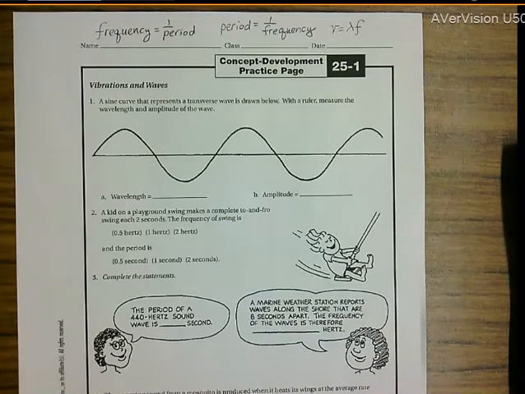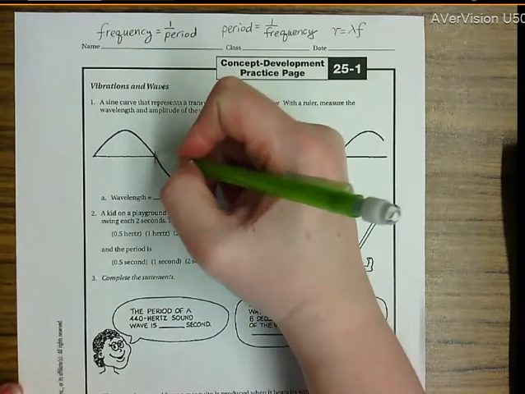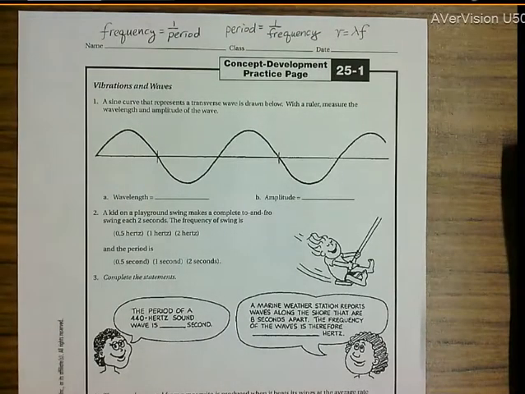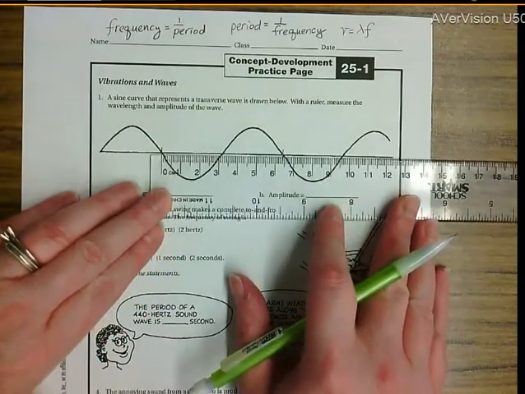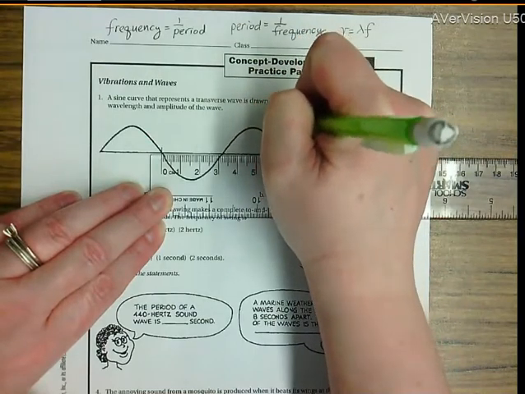So vibrations and waves. A sine curve that represents a transverse wave is drawn below. With a ruler, measure the wavelength and the amplitude. So remember, our wavelength is from crest to crest, or from the same spot to the same spot. So I'm going to actually use this, and it's going down, and so it's going to be to here. And so to measure that, my wavelength is 6.5 centimeters.